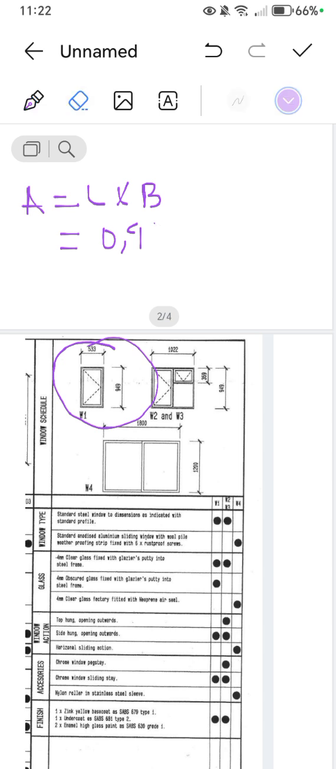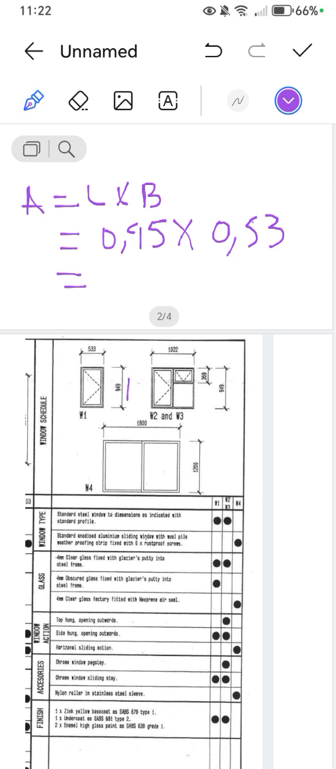0.95 multiplied by the 0.53. So we have that 949, which is converted to meter, which is going to be 0.95. Then this one 0.53. So this one gives us exactly 0.5 on the dot. So it means that if it was this particular type of window, we would have to do the deduction for that one, you see.